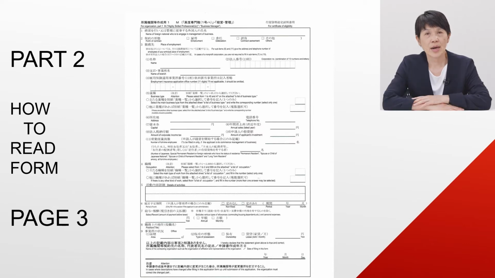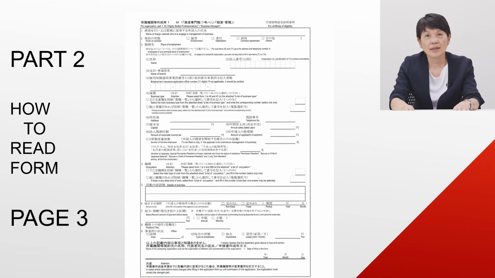11 is about the number of employees and type of visa. Then let's go on to number 4, about type of occupation. For entrepreneurs, your occupation should be number 1, management, among the 113 kinds of occupation listed by the Immigration Bureau.